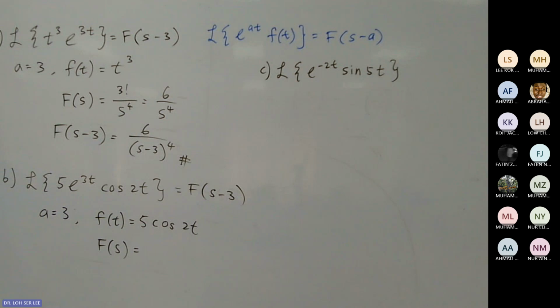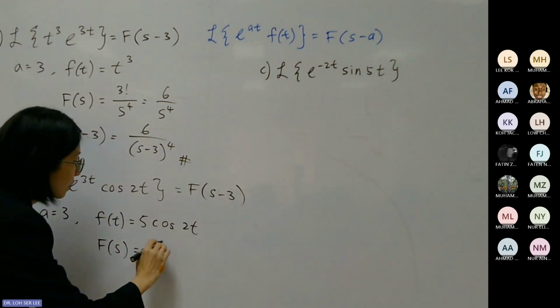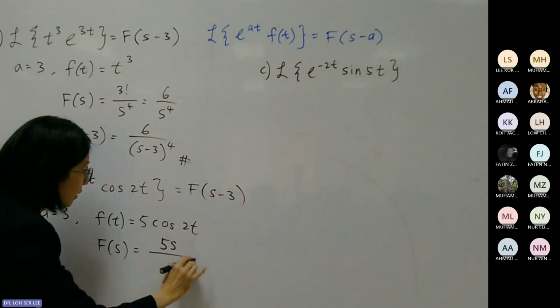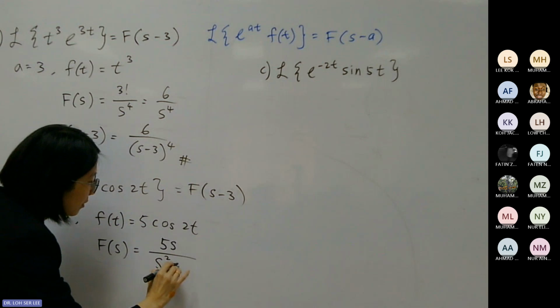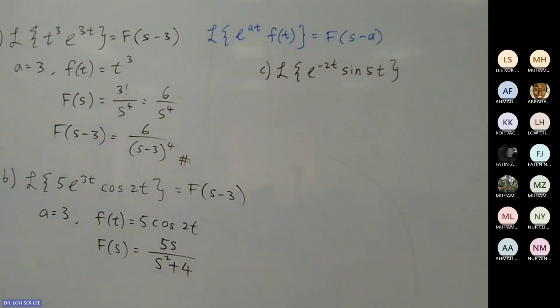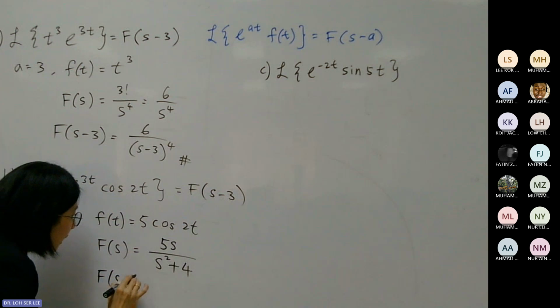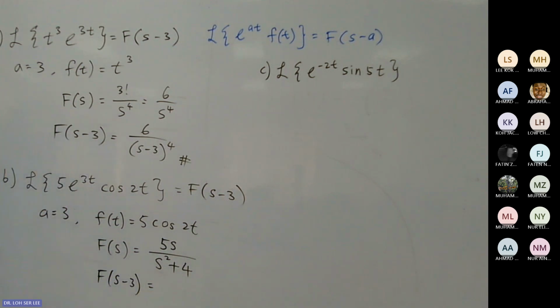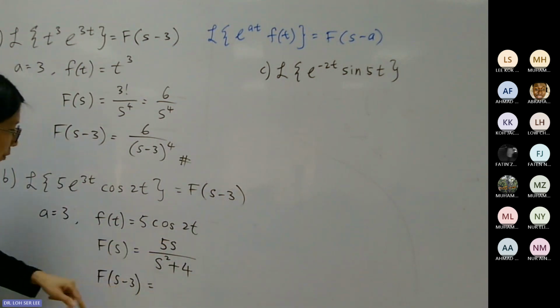Okay, cos 2t. s over s squared plus 4. Okay, so we have 5 times it, because you have this 5 multiplied to the Laplace of cos 2t. Then finally, F(s minus 3). So you change all the s into s minus 3.